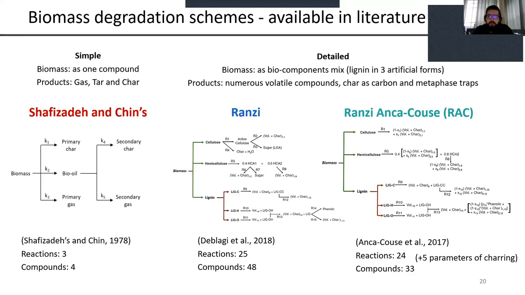And to improve the model a bit, Dr. Anca-Couce, I hope I pronounced it right, in 2014 tried to adjust the Ranzi model in a way that it would more accurately predict the products of intermediate pyrolysis. His scheme from 2017 contains 24 reactions and 33 compounds, so fewer compounds. And additionally, in his scheme, he added about 5 charring parameters, which can be adjusted. This is not the best way to model, because we have to adjust the parameters beforehand.